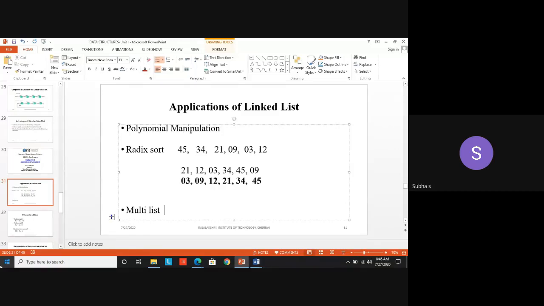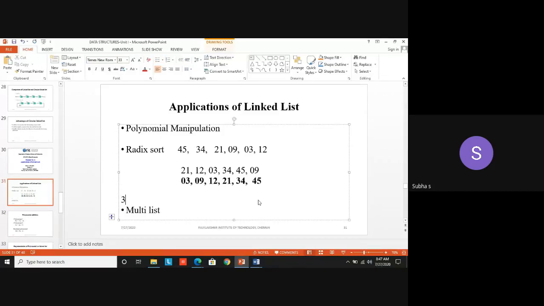That is one thing. And another thing, each club can have a different number of students. Got it? Each student can be involved in many clubs, and also each club can have many students. Both are different. A student can be associated with many clubs, and one club can have many students. So that concept can be implemented using the multi-list. Okay. These are the applications of list.